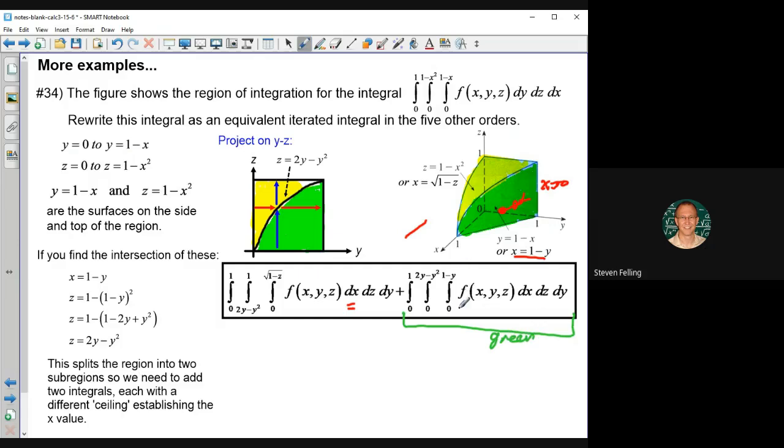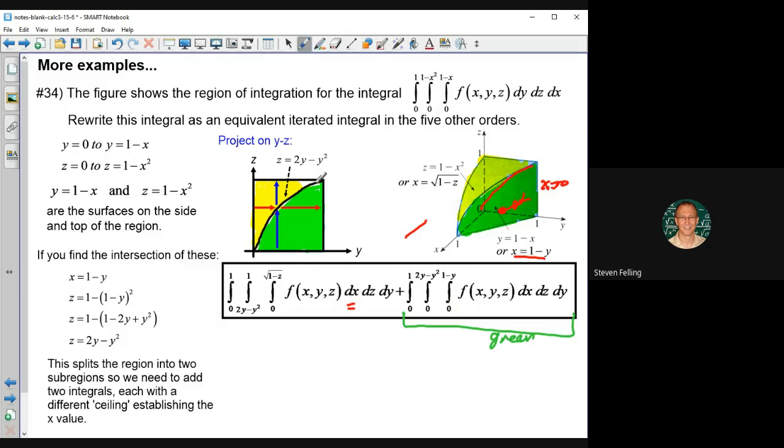All right, so let's analyze that. In the domain, there would be some portion of that where we're below that surface. How do we determine that? Well, it all has to do with where these two surfaces, z equals 1 minus x squared and y equals 1 minus x, are intersecting. Because they intersect in a curve, and that curve you can project also down here onto the domain.